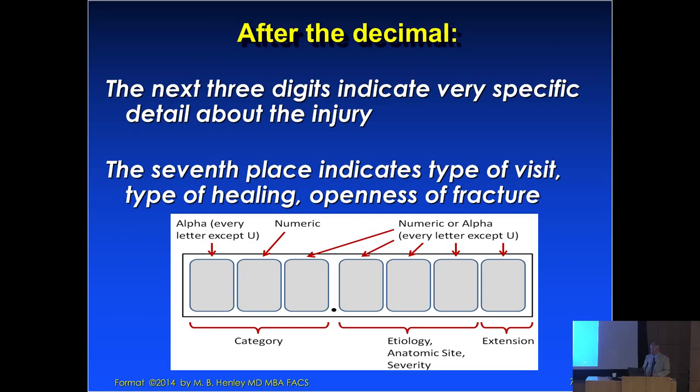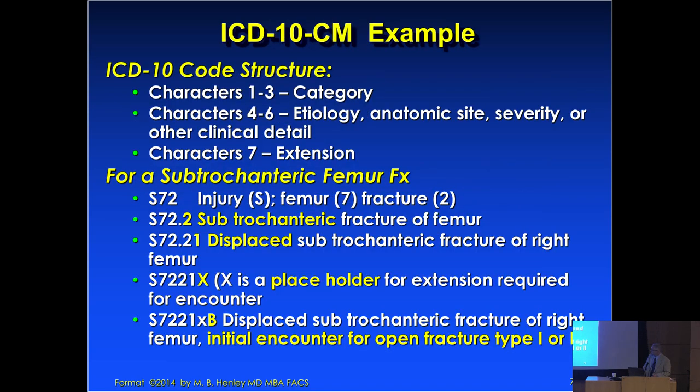So those, again, the first 3 digits denote the category and are very specific about the injury. The 7th place indicates the type of visit, as we said before, the type of healing, or the openness of a fracture. So once again, just looking at the subtrochanteric femur fracture codes, you can see how the category S72 is femur and then fracture, then more specific anatomically.